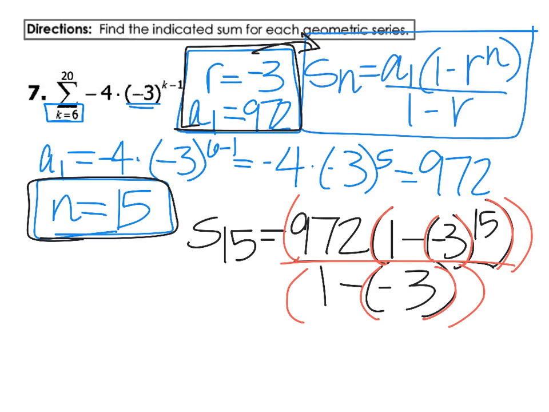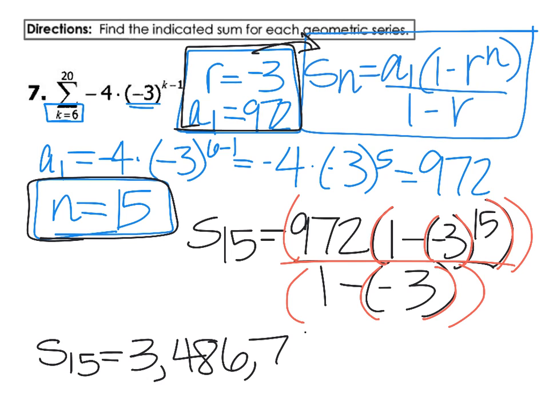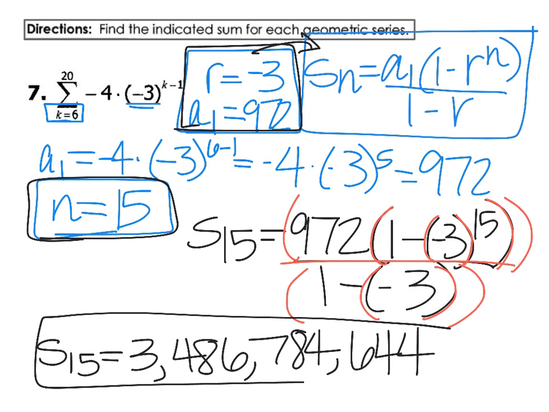So this is part of the learning experience, learning how to plug this into your calculator as well. Because if you plug it in wrong, you'll get the wrong answer. Your calculator doesn't always know how to do order of operations as it should. You have to tell it sometimes, and we tell it using the parentheses. So you plug that in using lots of parentheses, and we get a very big number. So the sum of the first 15 terms should be 3,486,784,644. Very big number. Thank you, calculators.